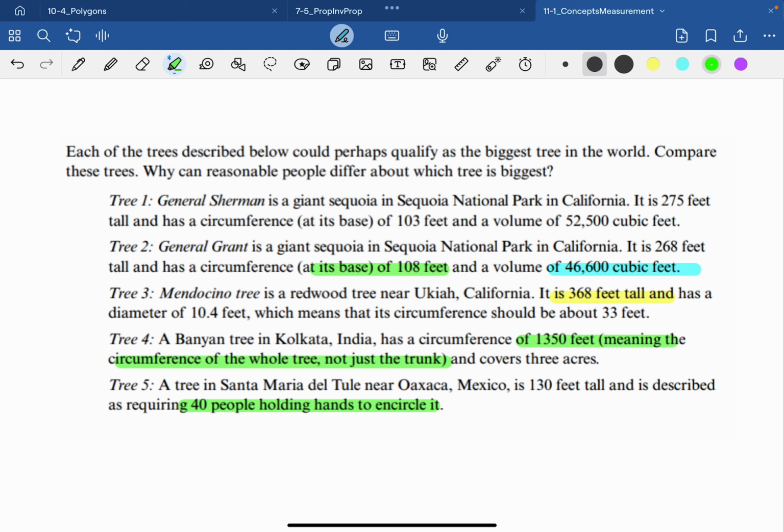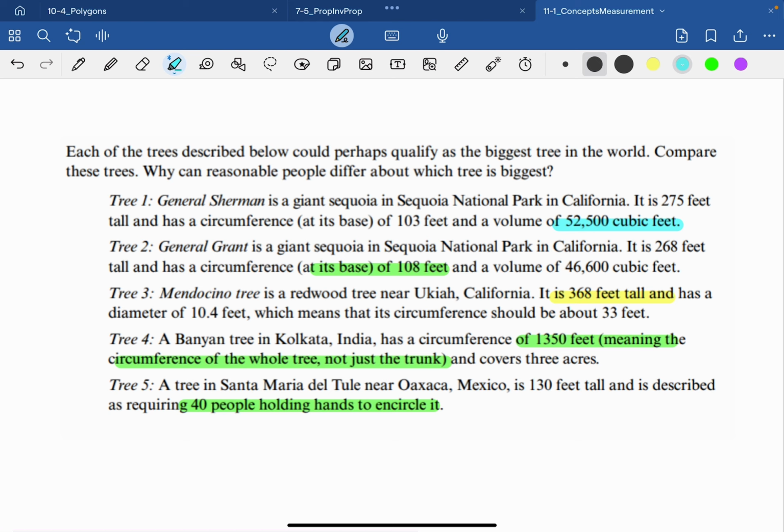largest trunk. Oh, I noticed I actually made a mistake. It turns out this guy had the largest volume, right? 52,500 cubic feet is larger than 46,600 cubic feet. So it makes sense that reasonable people could differ. And what this gets at is this idea that when you're given an object, there are different things you can measure, and we call those different things measurable attributes.